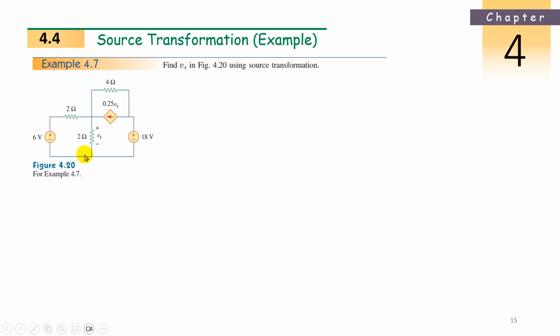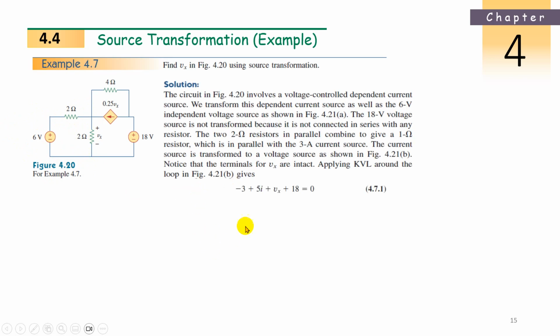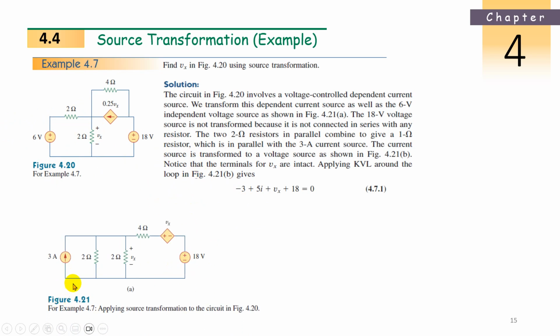2 ohms resistance. Check here. Something I missed. Yeah, see, 3 amperes is the current in parallel with 2 ohms. Now here, the 4 ohm resistance and this Vx, this also we can transform first. Dependent also we can transform, no problem.